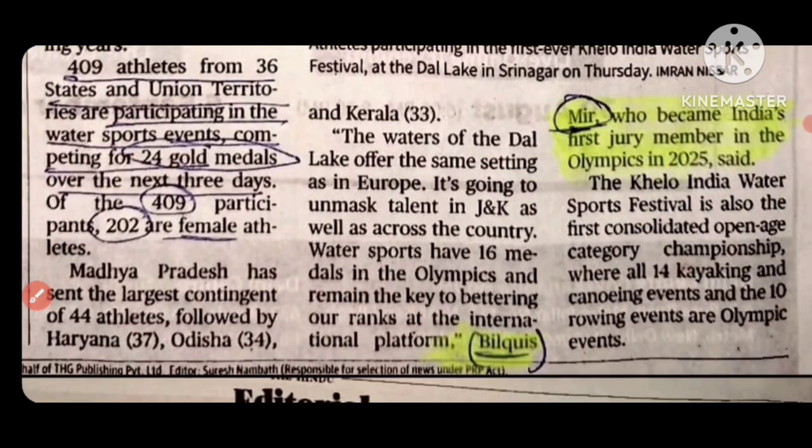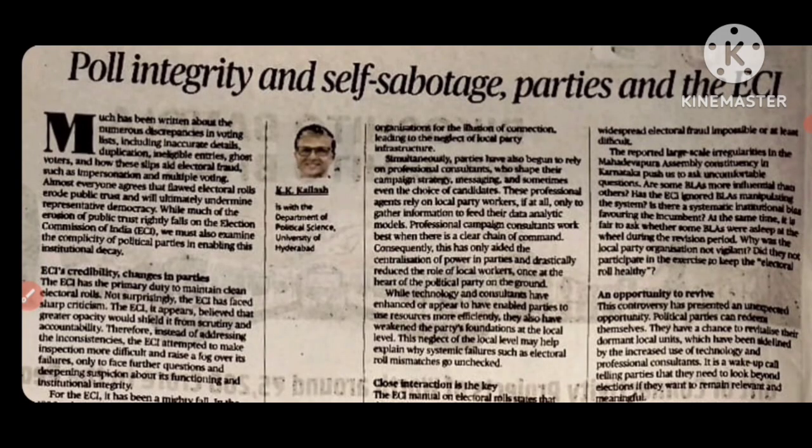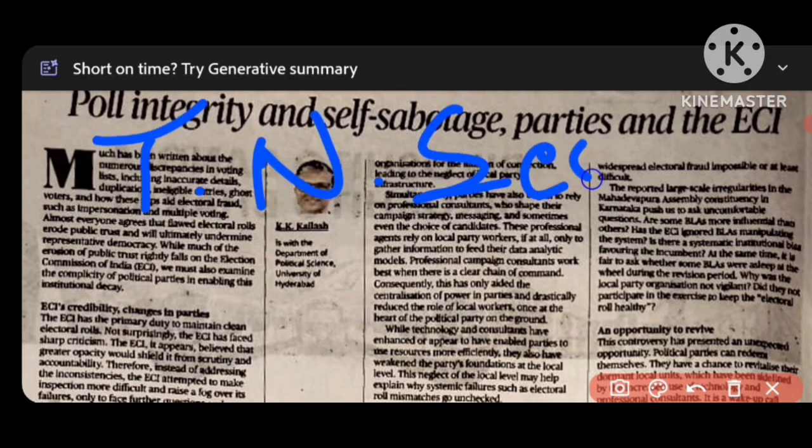Next news we come to, the editorials in The Hindu today were not something which caught my eye. The editorial is titled poll integrity, self-sabotage, parties and the ECI. Basically, the editorial talked about how the ECI is losing its recognition. There were days in the 1990s, when T.N. Seshan was our honorable election commissioner. Then the recognition of the ECI was different, and now the powers it has, its recognition, its face is being eroded every day, right?